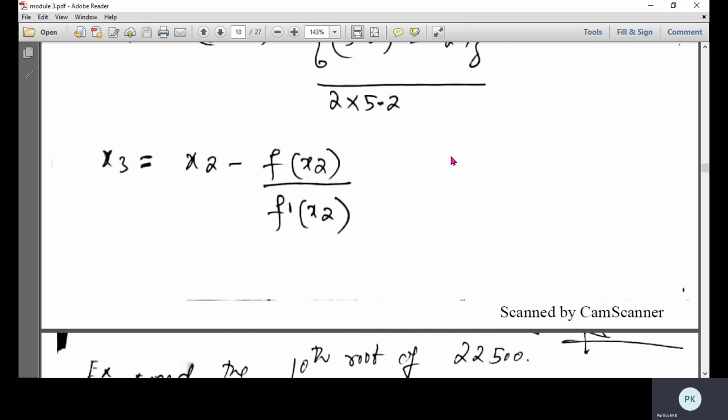When will you stop? When the 7th iteration is equal to the 6th iteration, or the 6th iteration is equal to the 5th iteration.